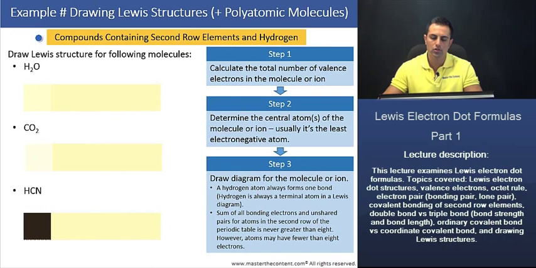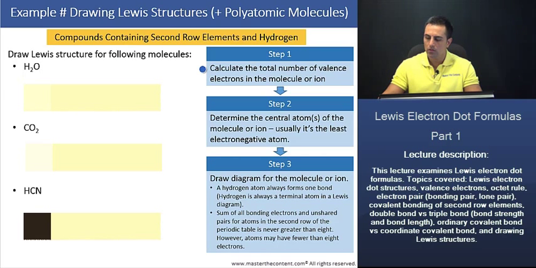Drawing Lewis structures, more specifically drawing Lewis structures for compounds containing second row elements and hydrogen. We can do so by following the 3 easy steps laid out here for us on the right side of our slide. Let's take a look at them and then we'll do a few examples.